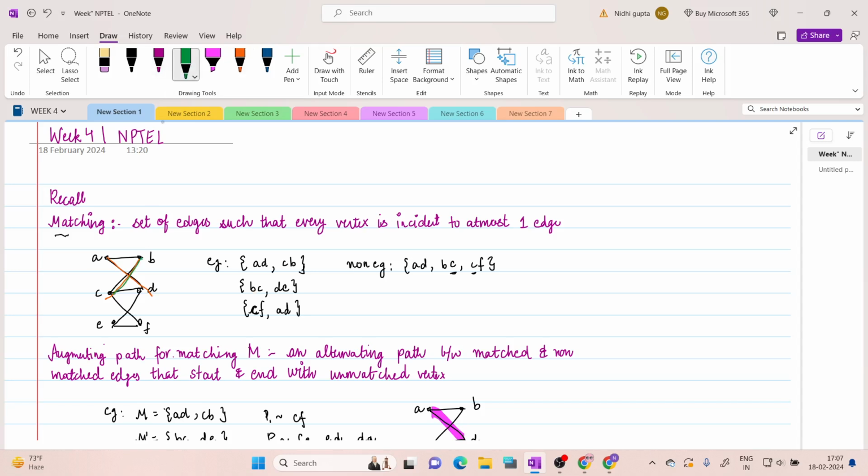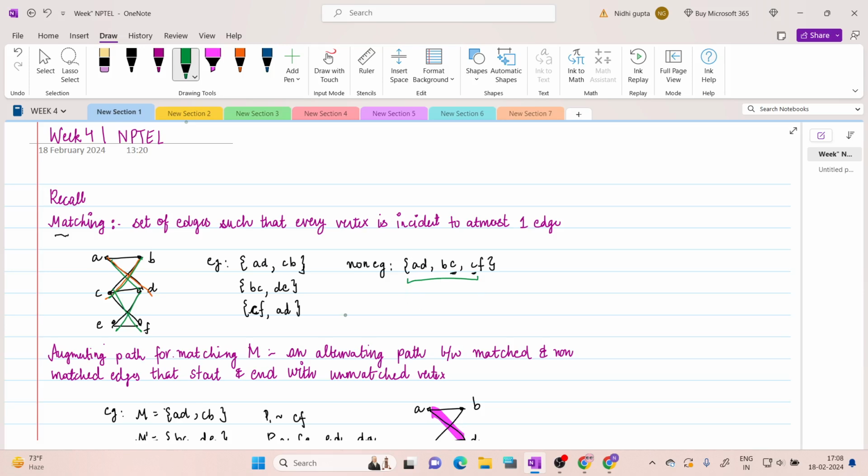And similarly, if we look at BC and DE, this will also form a matching. And similarly CF and AD will also form a matching. Now, can anyone tell me why AD, BC, and CF, if we look at AD, BC, and CF, why won't they form a matching?